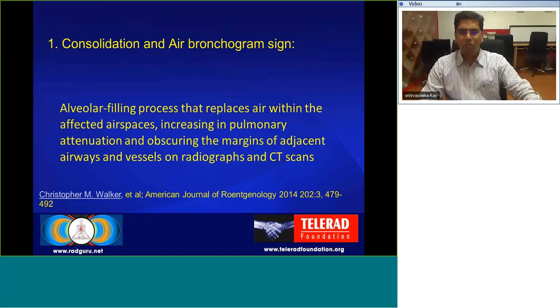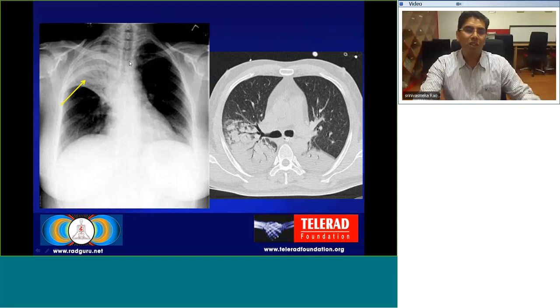This is a common sign. This can be seen in any pneumonia, and atelectatic lung also can show it. This is how it looks. Classically, you can see this right upper lobe pneumonia with air bronchograms, beautifully demonstrated on the chest radiograph. Another patient on the right side, with a CT scan, shows air bronchograms very well demonstrated in a consolidated lung.